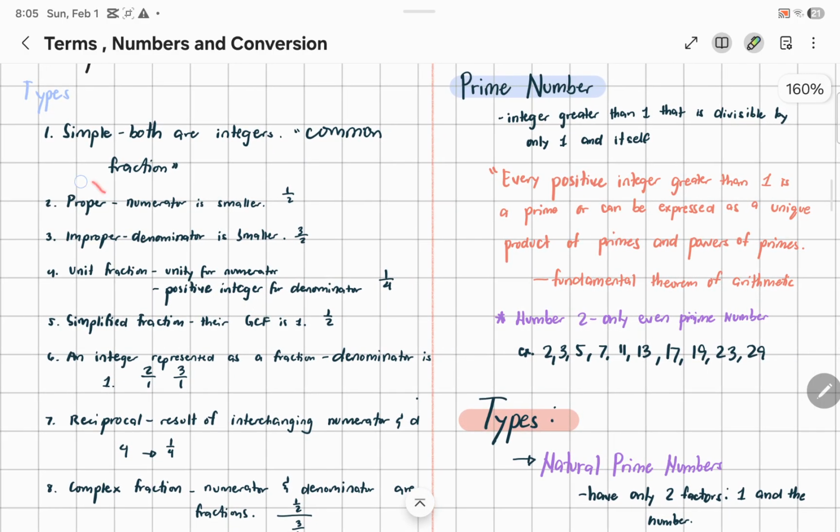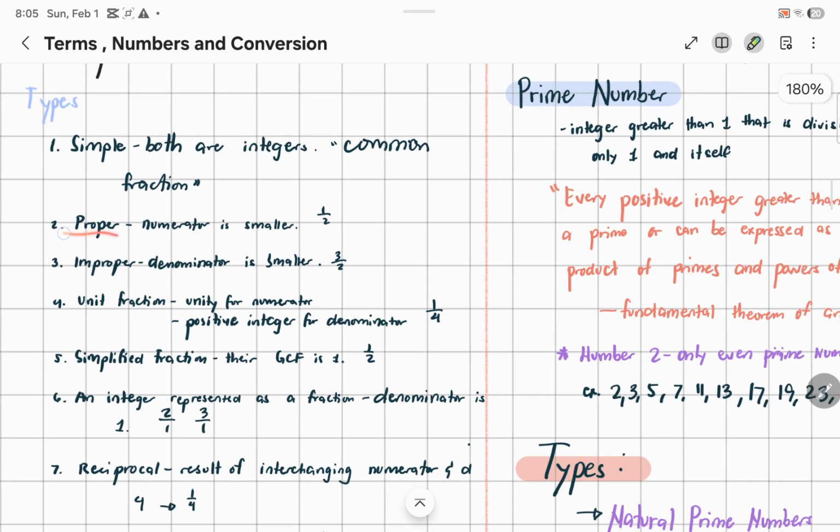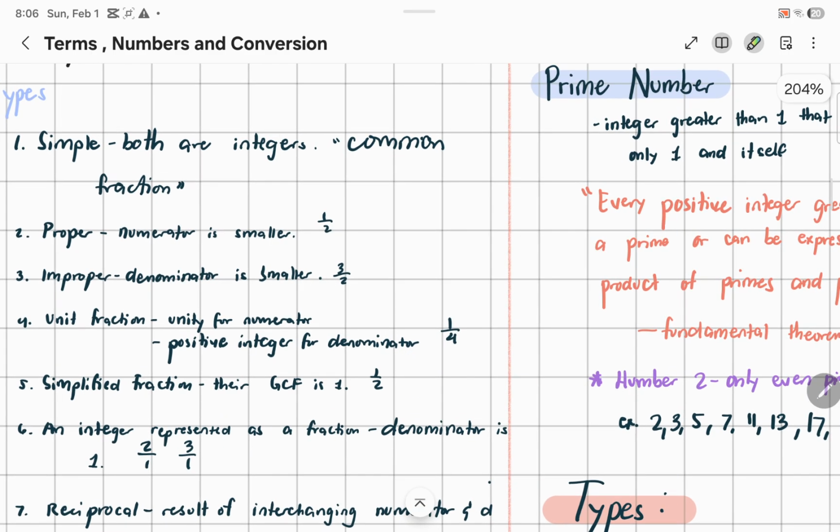Now, when I say proper fraction, these have a numerator that is a smaller number. So we have here 1/2. 1 is way smaller than 2, right? Therefore, it classifies as a proper fraction. Remember, the numerator is the upper part of a fraction. Next, we have the improper fraction, where the denominator is smaller. As you can see here, 2 is smaller than the numerator 3.